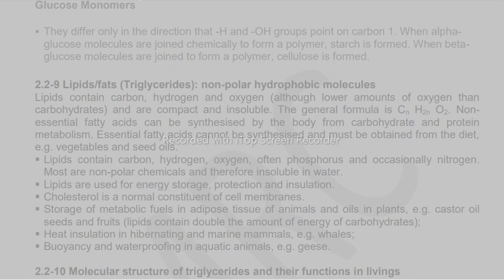Glucose monomers. They differ only in the direction that H and OH groups point on carbon 1. When alpha-glucose molecules are joined chemically to form a polymer, starch is formed. When beta-glucose molecules are joined to form a polymer, cellulose is formed.